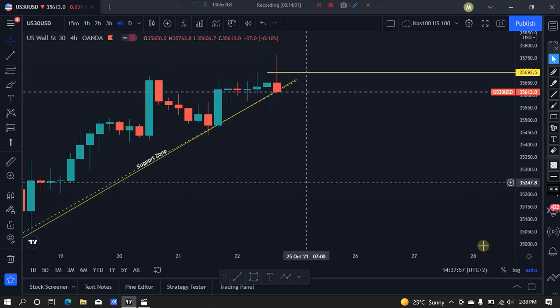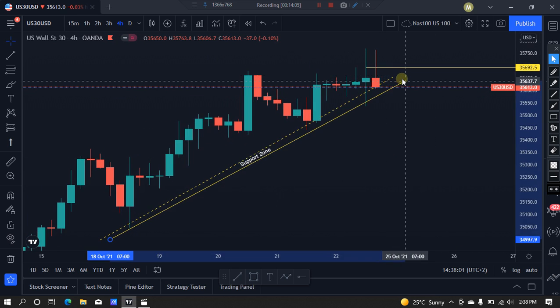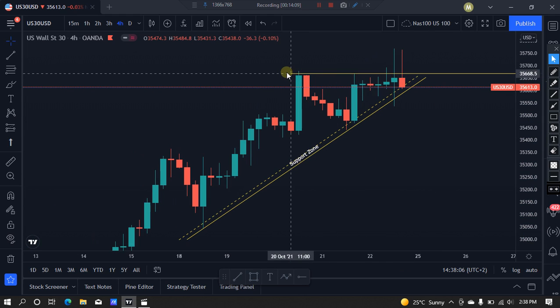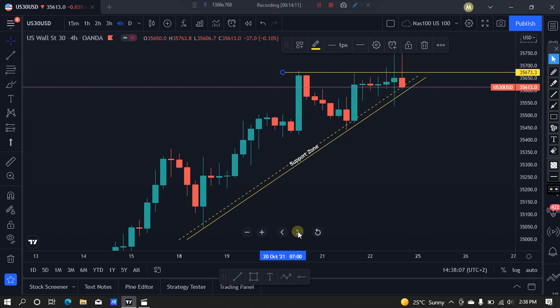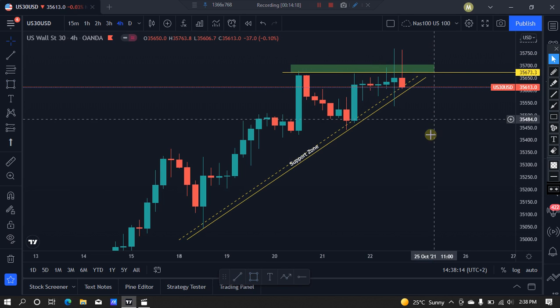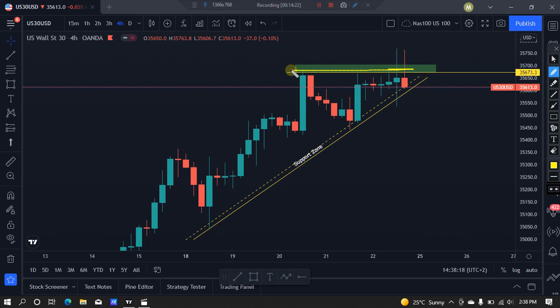once the market is pushing up, let me remove this. Once the market is pushing up, we see that the market found something like a resistance around this area. Even if that zone seems to be very thick, you can see, yeah, something like this. You can see that. So since then, the market is struggling to break these areas.